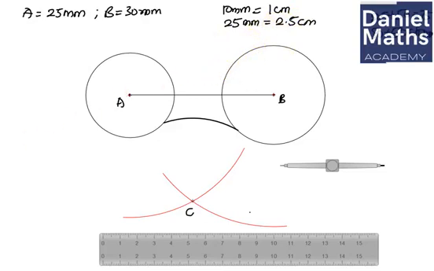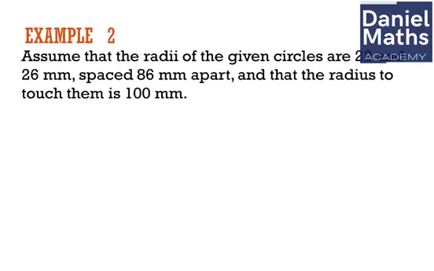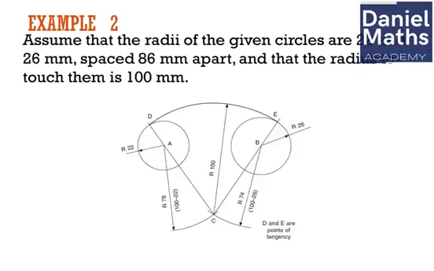Okay, so now we're done with this. Now quickly let's go to the second question that we're asked to draw this. Okay, now the second part we want to produce this. Okay, so this is what we want to produce in the second question. So assume that the radii of the given circles are 22 and 26.